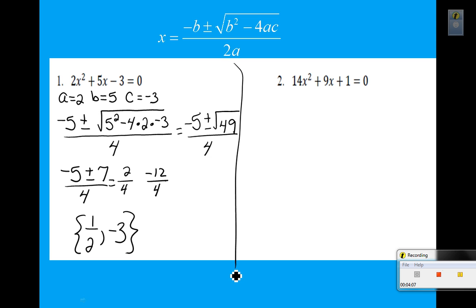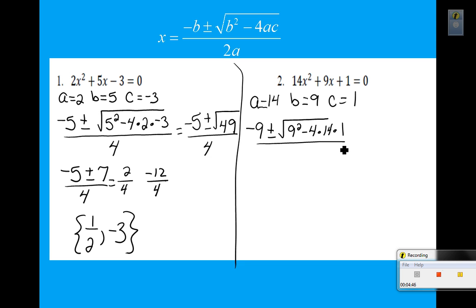I'm just going to keep rolling with the examples. Here's your number 2. In this case, my a value is 14. My b value is 9. And my c value is 1. I'm now just going to plug those numbers into the quadratic formula. So it says the opposite of b. Well, b is 9. So I've got negative 9 plus or minus the square root of 9 squared minus 4 times 14 times 1, all over 2 times my a value, which would give me 28.